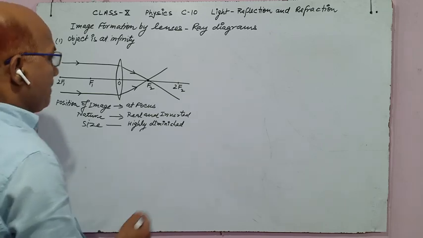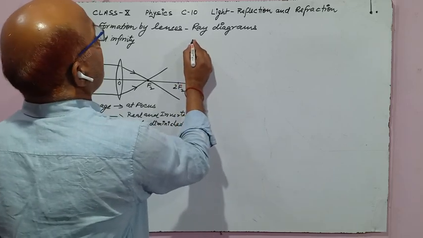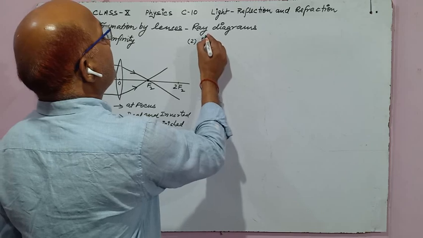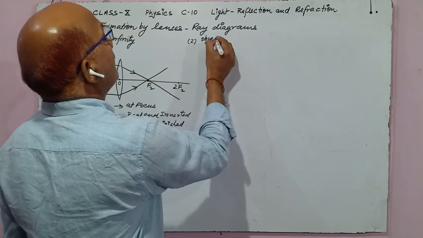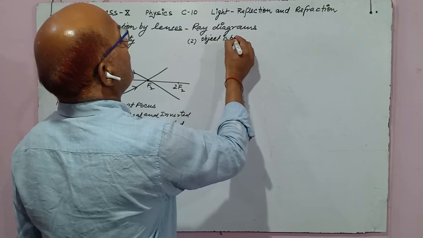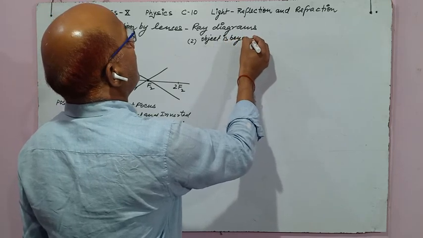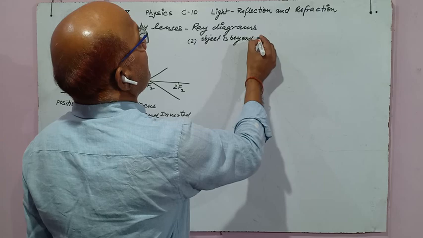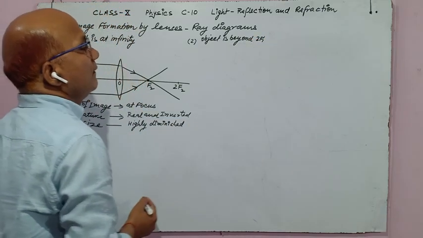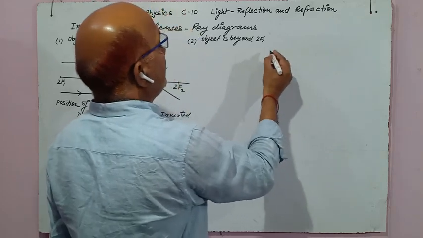Now second case is object is beyond 2F1. So we will see here.